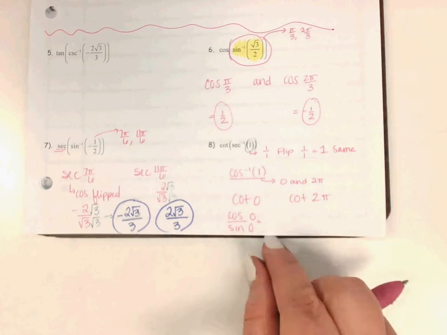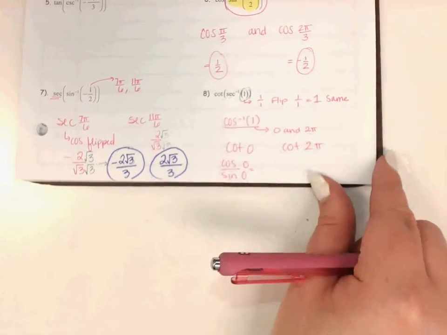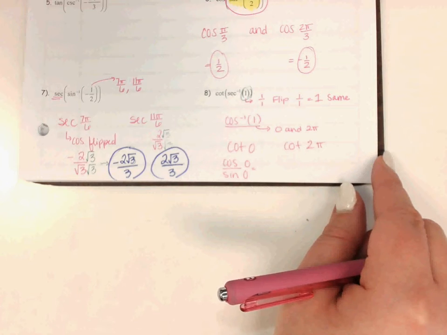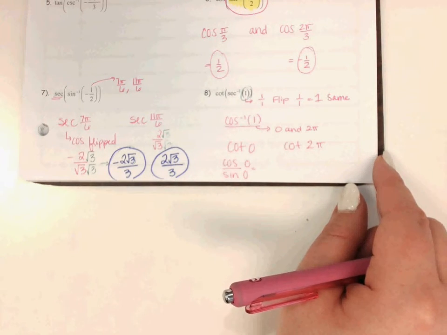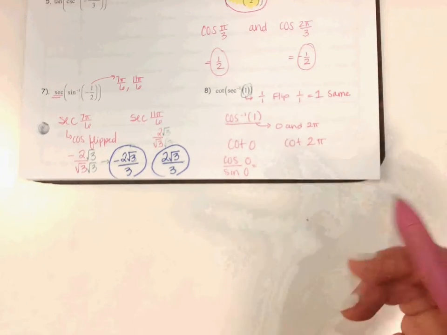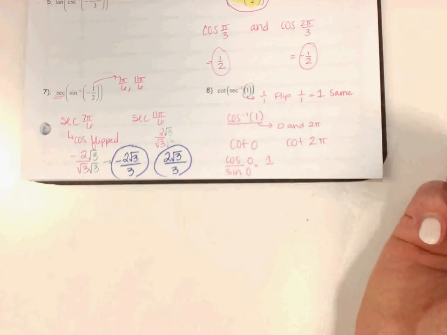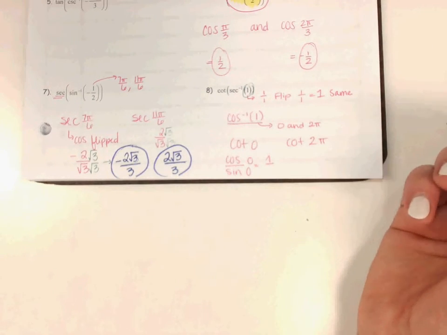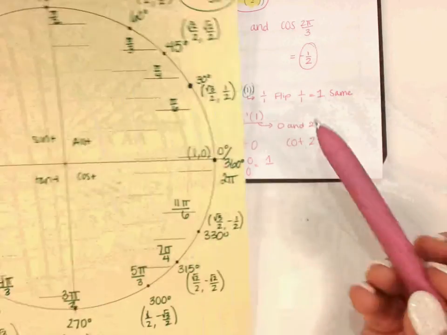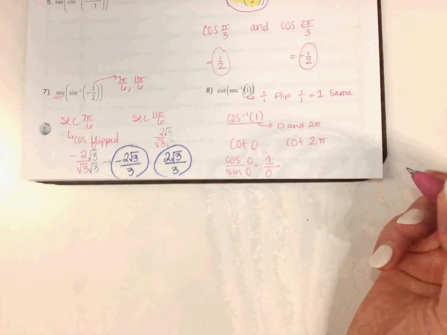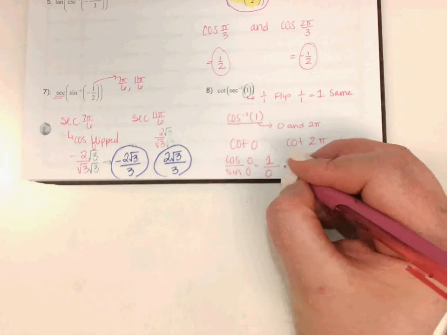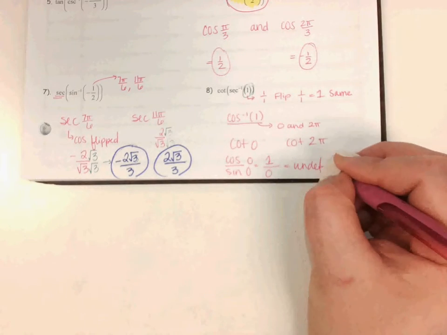Okay, so look on your circle. What's the cosine of 0? Cosine of 0 is the x value at 0, which is 1. And then what is the sine of 0 on the circle? Okay, sine of 0 is 0. Can I do 1 divided by 0? No, it's undefined. What about for 2 pi?